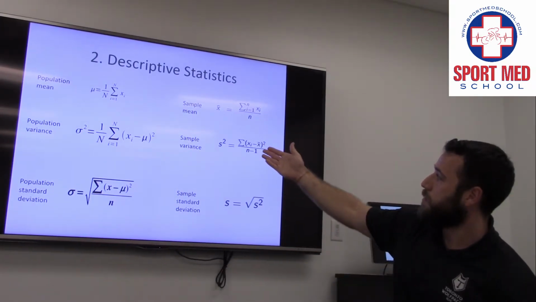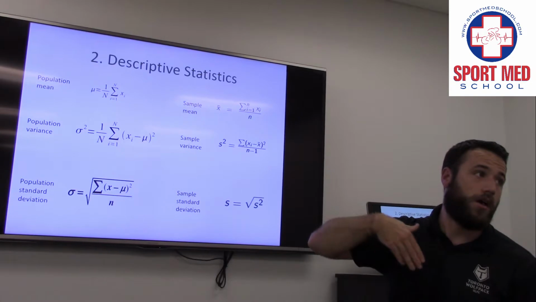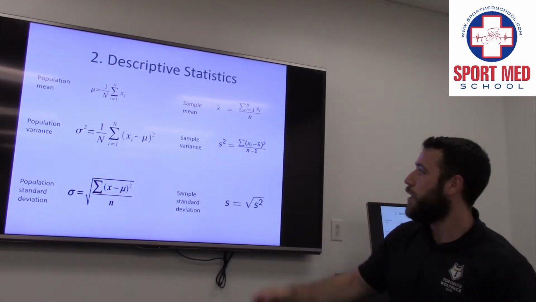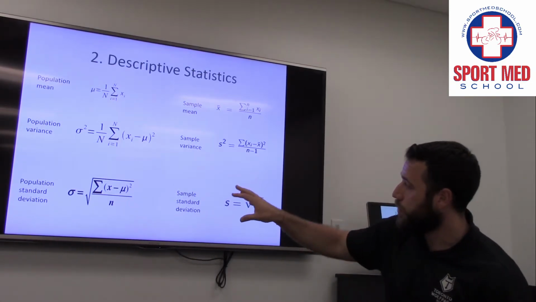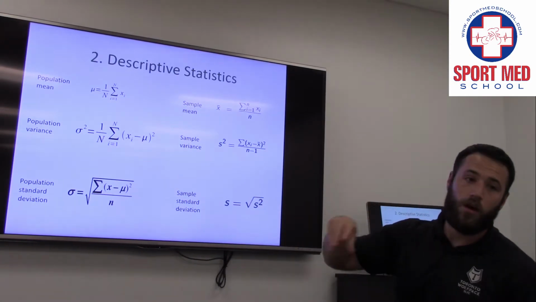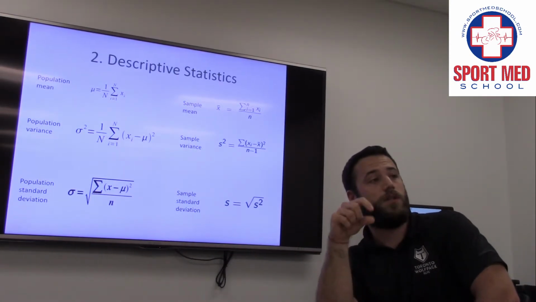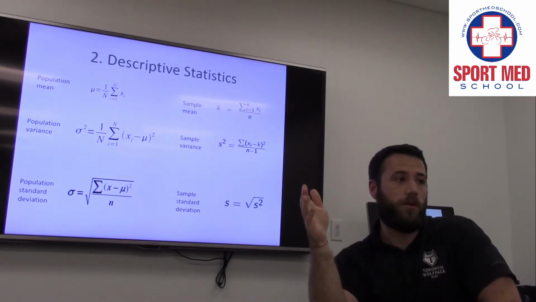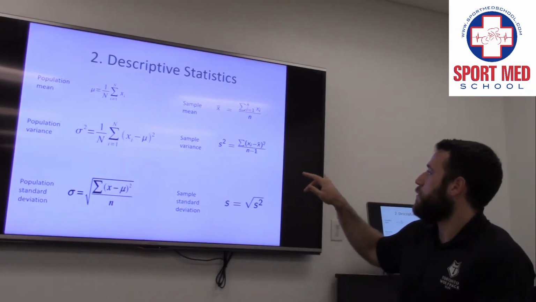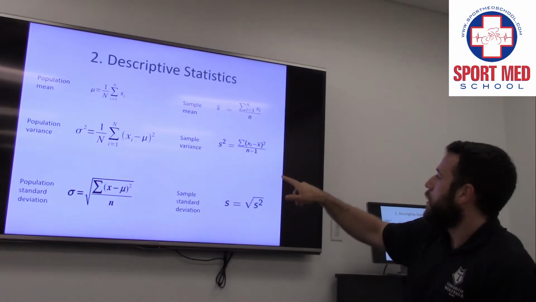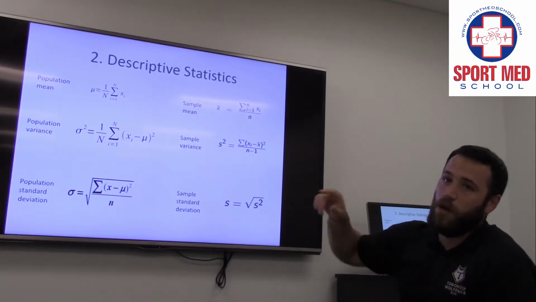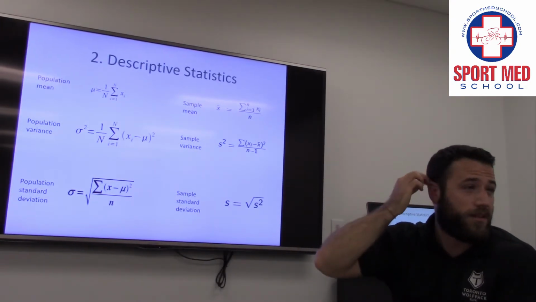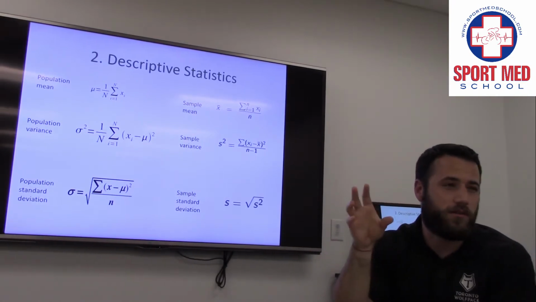So the mean, obviously, is the sum of all the individual data points divided by the number of individuals. The population variance is going to be the square of the difference between each individual data point and the mean divided by the number of individuals. And this is the only difference between the sample variance and the population variance, because for the sample variance you actually divide by n minus 1, and that's called Bessel's correction.